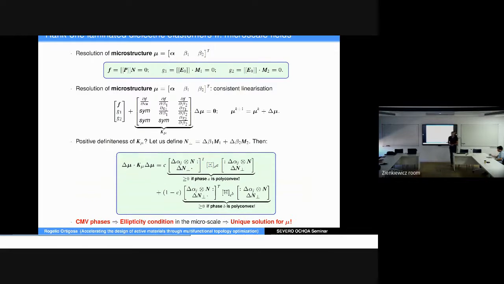The good news is that, provided that the energies at the micro level are polyconvex, this problem has a unique solution. So at the micro level, that problem is very well defined. It's well defined indeed. That's the benefit that I wanted to show.